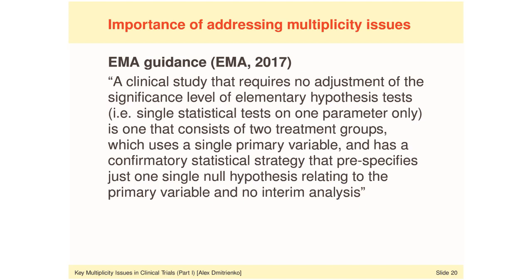Here's a quote from the EMA guidance document. This quote emphasizes the importance of controlling the type 1 error rate in confirmatory clinical trials using a multiplicity adjustment. It points out that no adjustment is necessary only if there are two treatment groups in a clinical trial, a single primary variable, a single null hypothesis, and no interim analysis. The guidance document, I believe, does a very good job of driving this message home. Addressing multiplicity issues in confirmatory trials is of paramount importance.